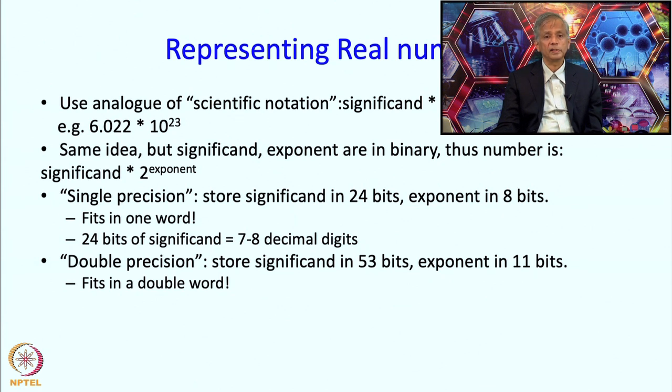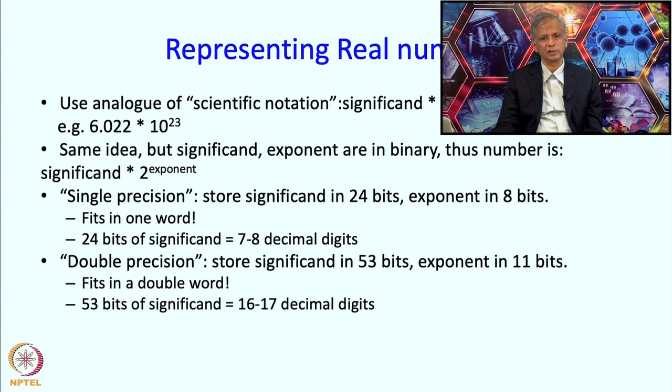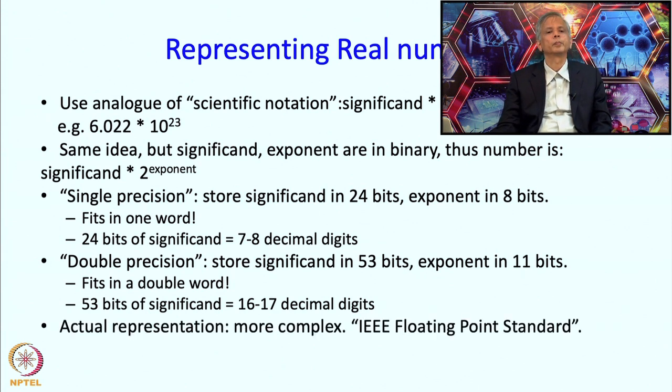So a double precision number will fit in a double word, and you should know that 53 bits of the significand are equivalent to 16, 17 decimal digits. So that's really a huge amount of precision. I don't think anybody really will require more precision than that. But if they do, there are ways to get it. The actual representation for single precision and double precision is more complex, and it has more features as well. It is the so-called IEEE floating point standard, which your computers implement and which the C++ language also implements.